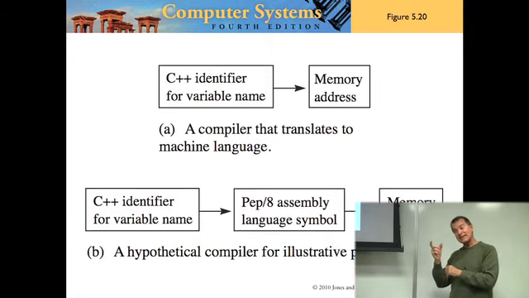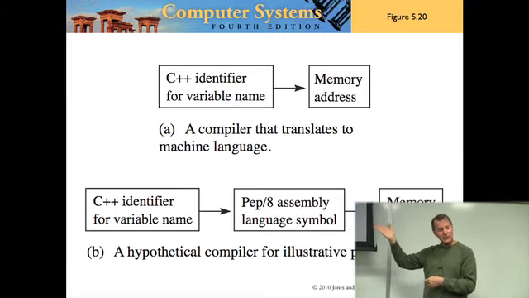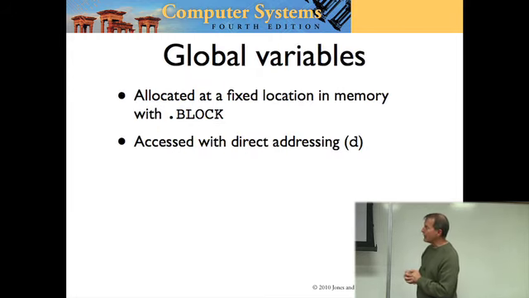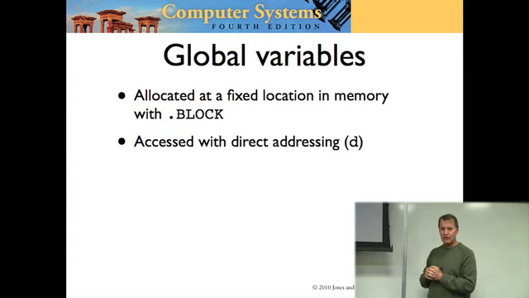But really what it is, and it corresponds perfectly, right? Because what is the value of the symbol in assembly language? It's an address. And so for global variables, that'll be the address of where the value of the variable is stored. Yeah? So here's the rule. For global variables, we allocate our global variables at a fixed location in memory with dot block. Are you with me?